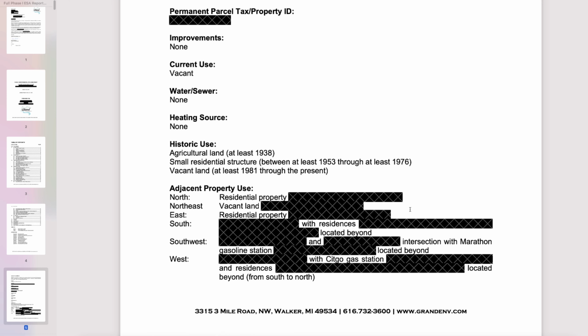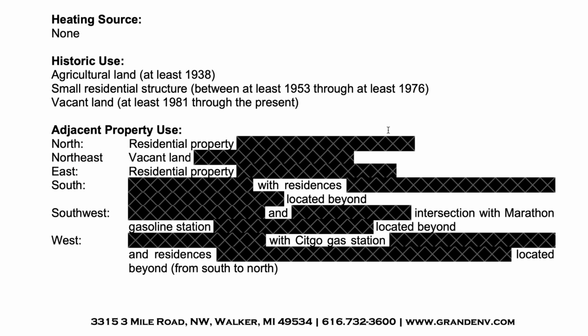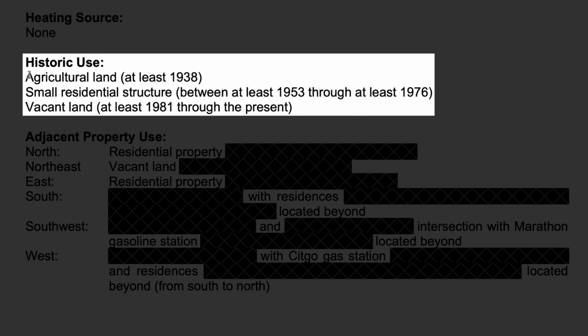And as we keep going down here, so this shows the historical use. As you can see, this was agricultural land. And then at one point there was like a small mobile home that they saw from the old aerial photos years ago, which I can show you later on. And then it was just vacant land.